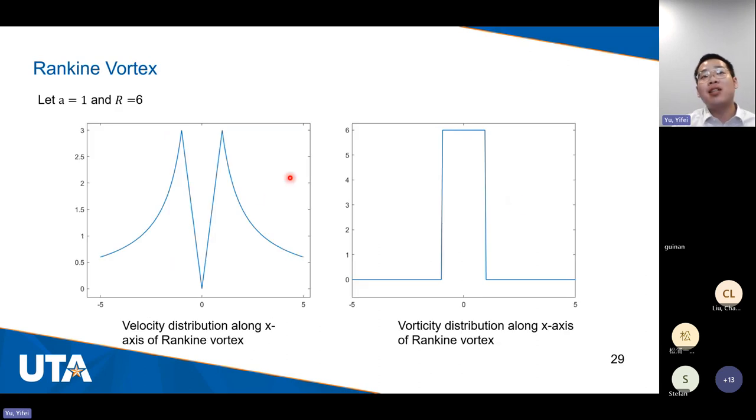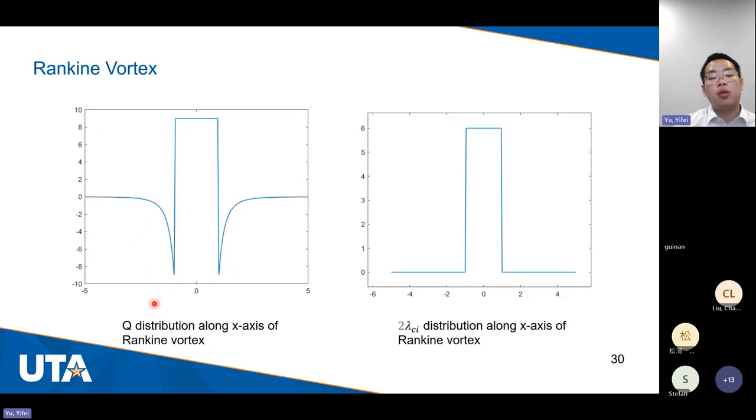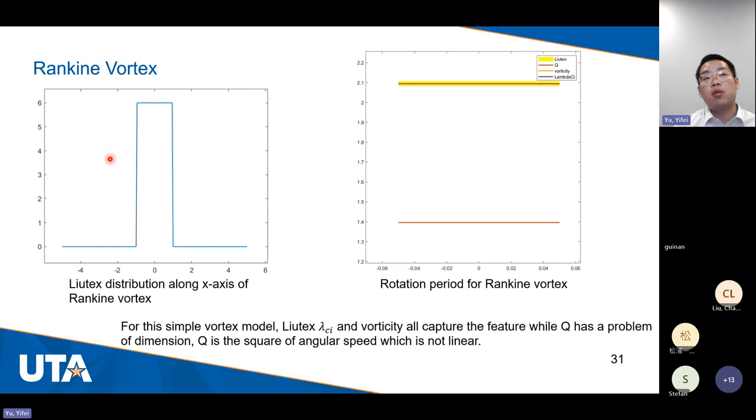And the next, the Rankine vortex. I set alpha to 1 and r to 6. We have this velocity distribution, and the Rankine vortex assumes within the vortex center is rigid rotation. So for rigid rotation, all the methods can get a good result. This is the vorticity. There is a jump, right? Outside is potential, so it is zero, no rotation. And inside it's a rigid rotation and the angular speed is 6, so it's correct. Also, this is Q. If you consider below 0 as 0, then Q is also not bad. And lambda CR is also good, and Liutex is good as well.